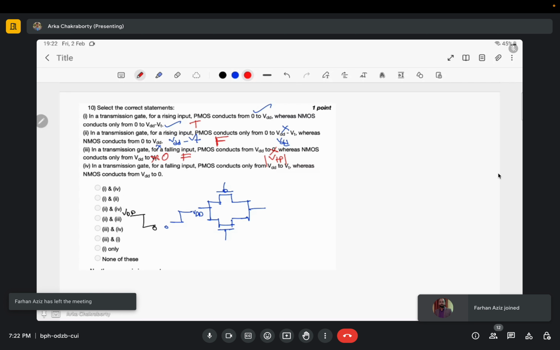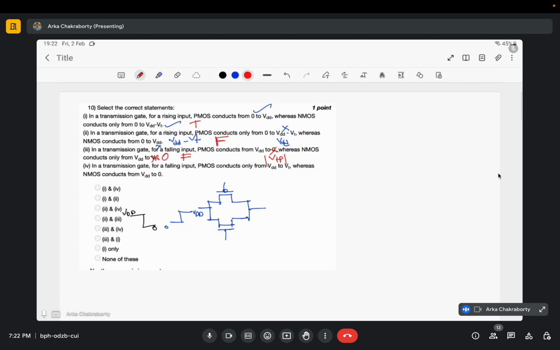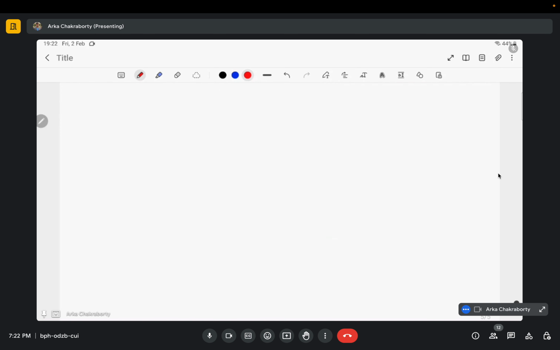The final one will be right. In a transmission gate for a falling input, PMOS conducts from VDD to VT. It is true. Whereas NMOS conducts from VDD to 0. It is also true. So only 1 and 4 are correct. Fine. Only 1 and 4 are correct.